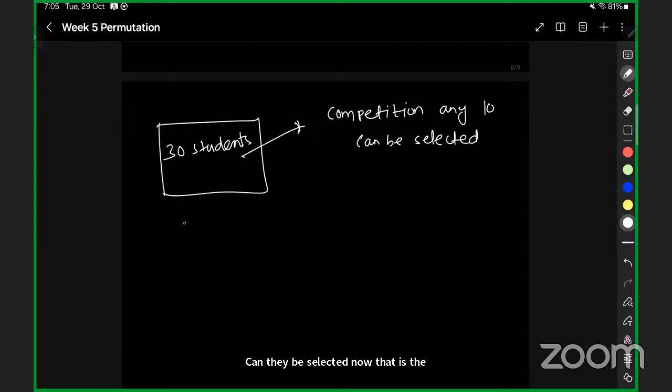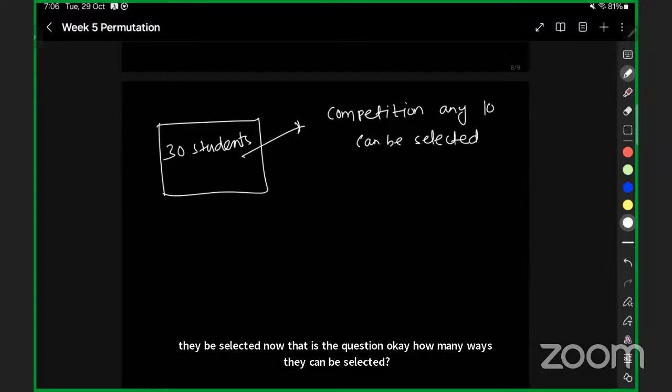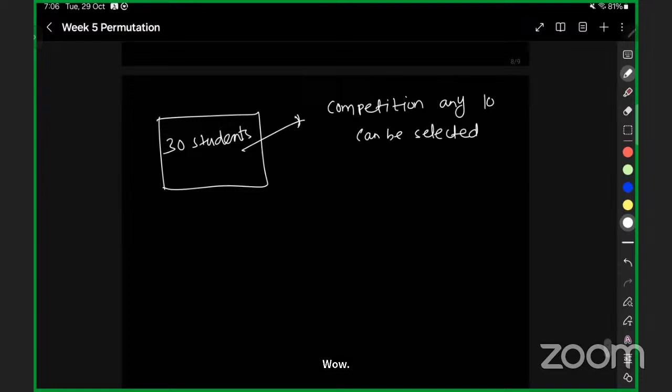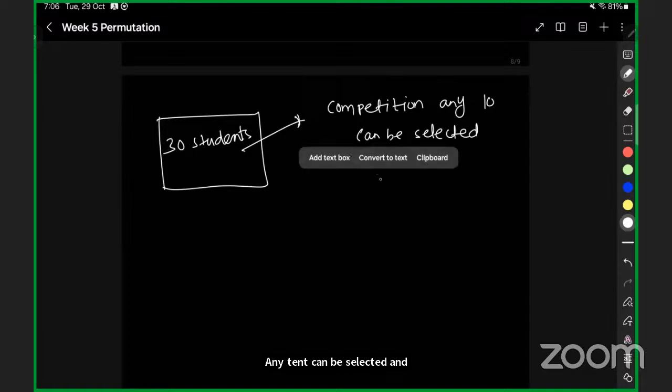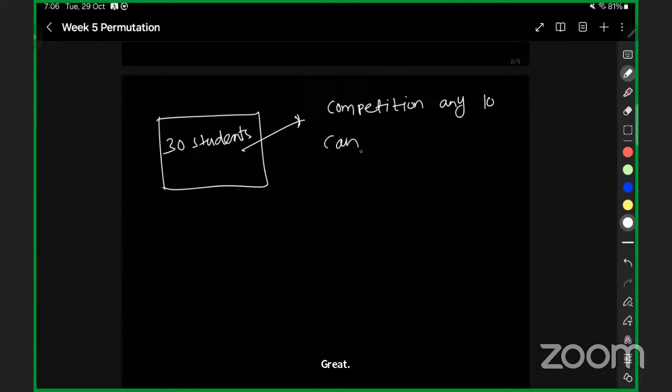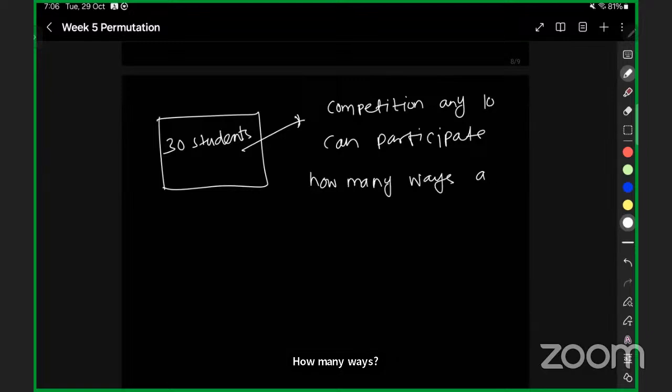So first I have to choose some 10, right? Any 10 I have to choose. For a competition, any 10 can be chosen, any 10 can participate. How many ways can a competition happen?